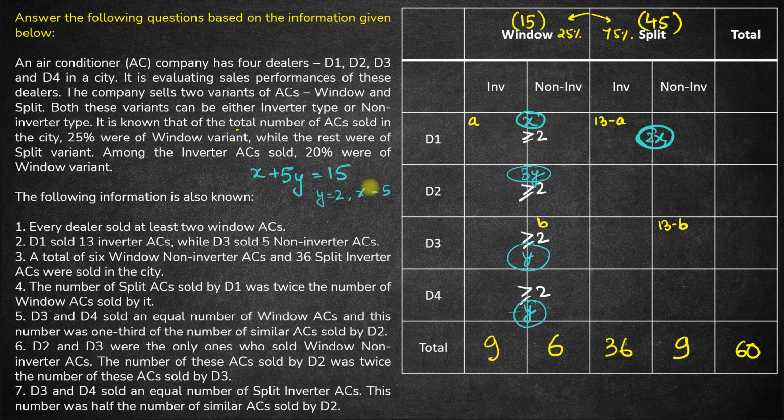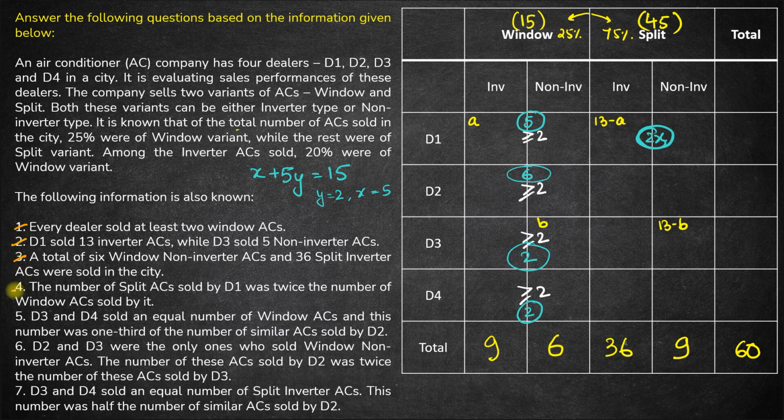Okay. So we know X is 5. So the number of window ACs sold by D1 is 5. Y is 2, so 3 into 2 is 6. Y is 2 and here Y is 2. Okay. So this is what we have so far. Next. So we are done with this.